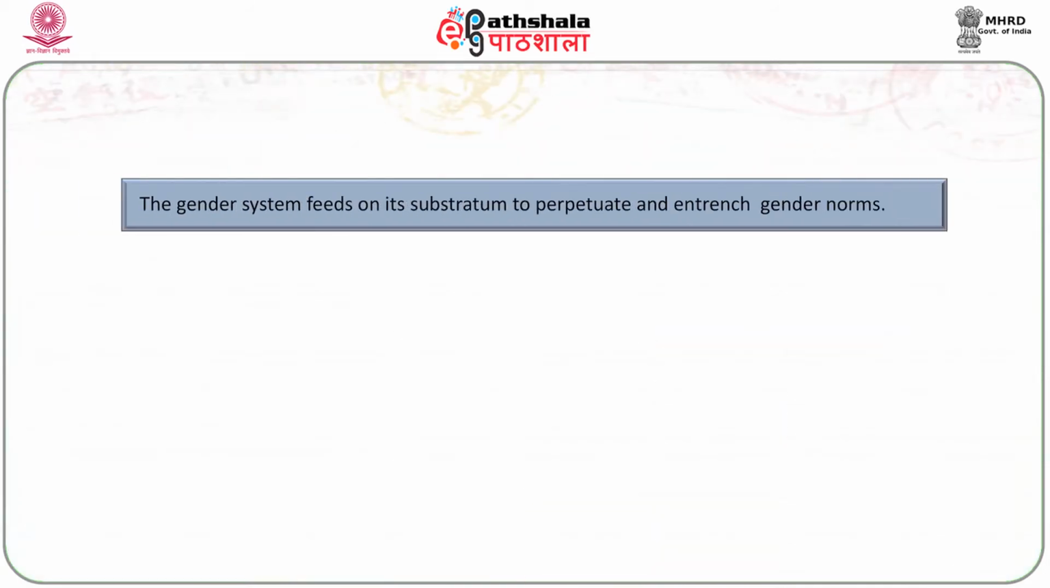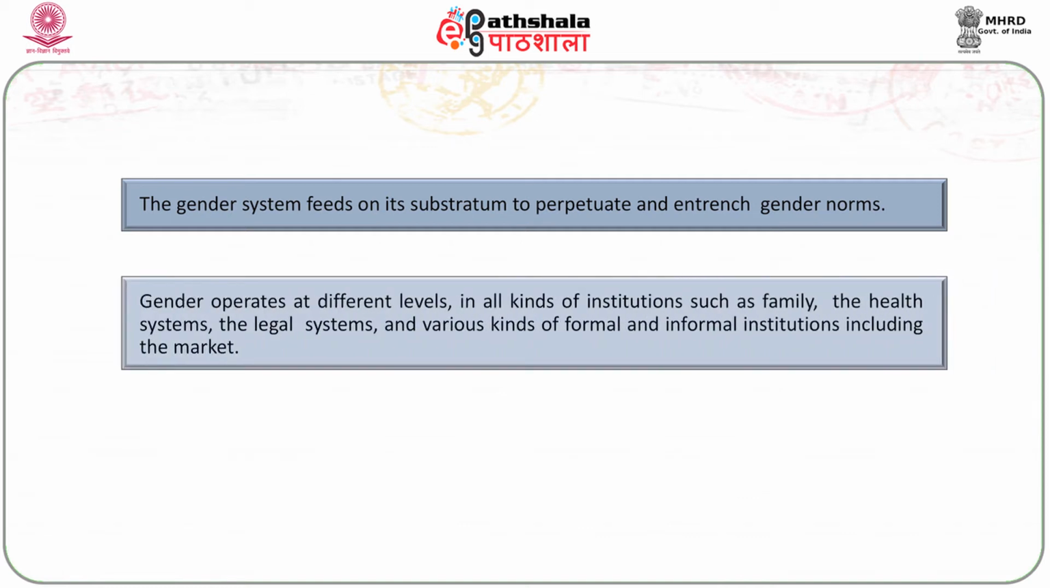The gender system feeds on its substratum to perpetuate and entrench gender stereotypes. So, gender operates in all kinds of institutions such as the family, the health systems, the legal systems, and various kinds of formal and informal institutions, including the market.